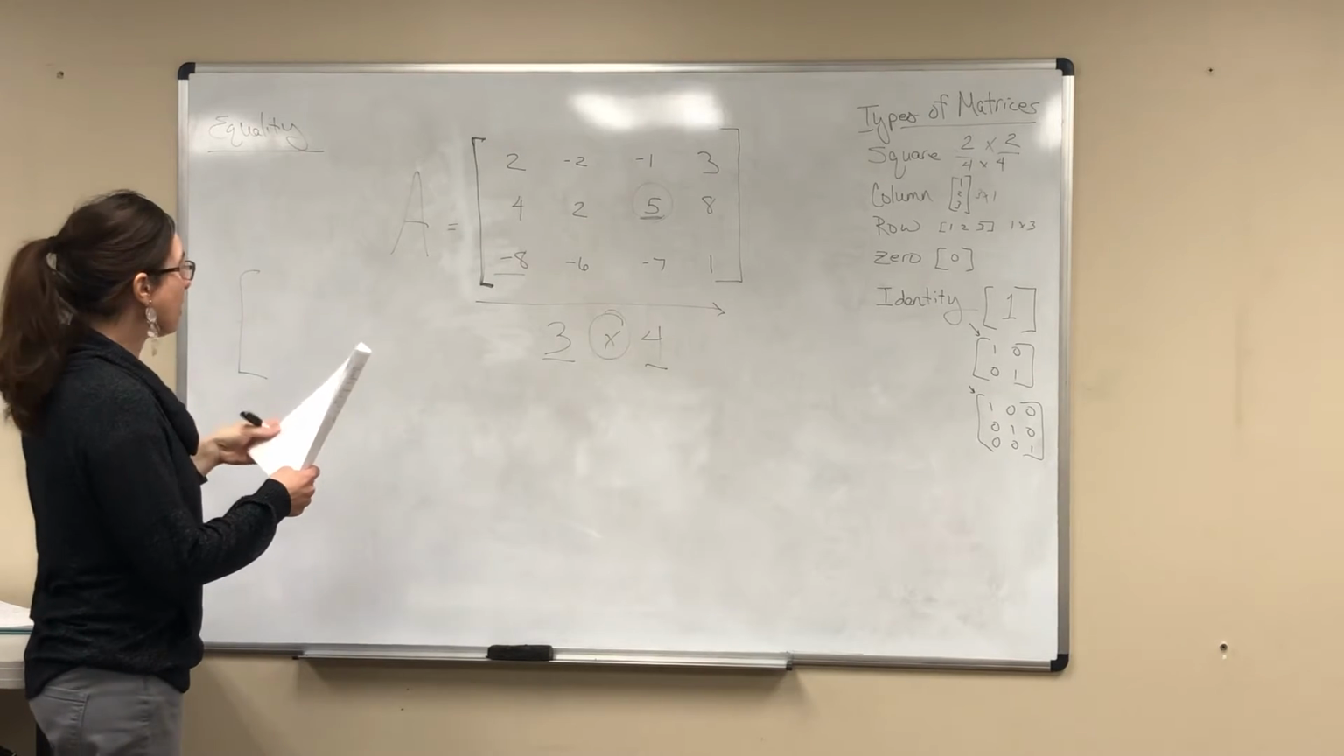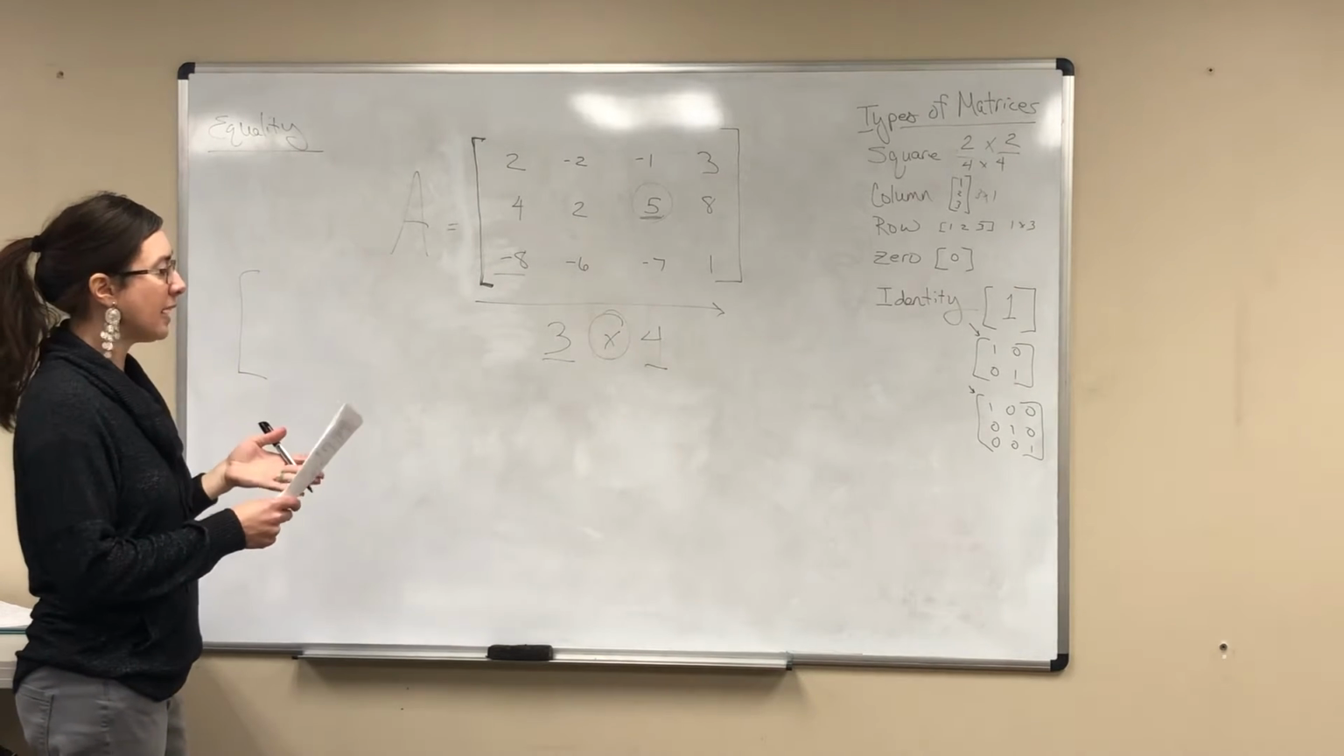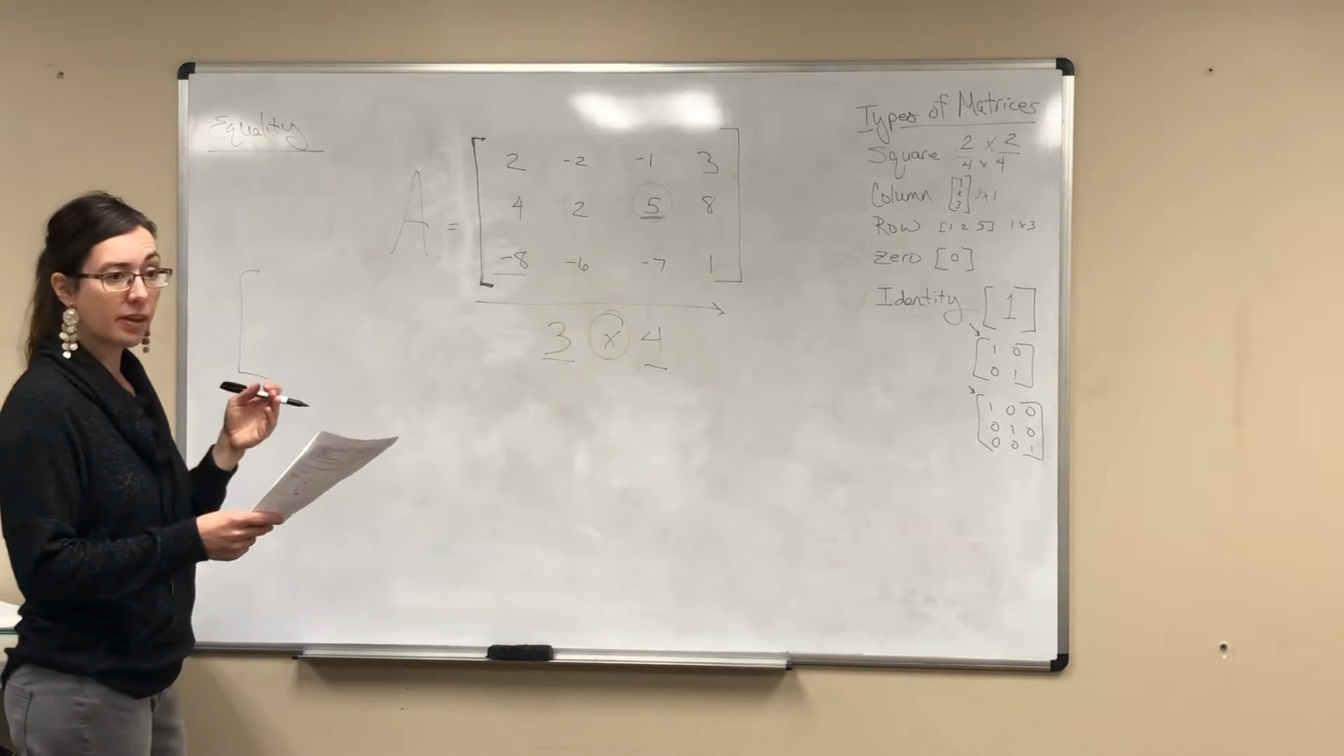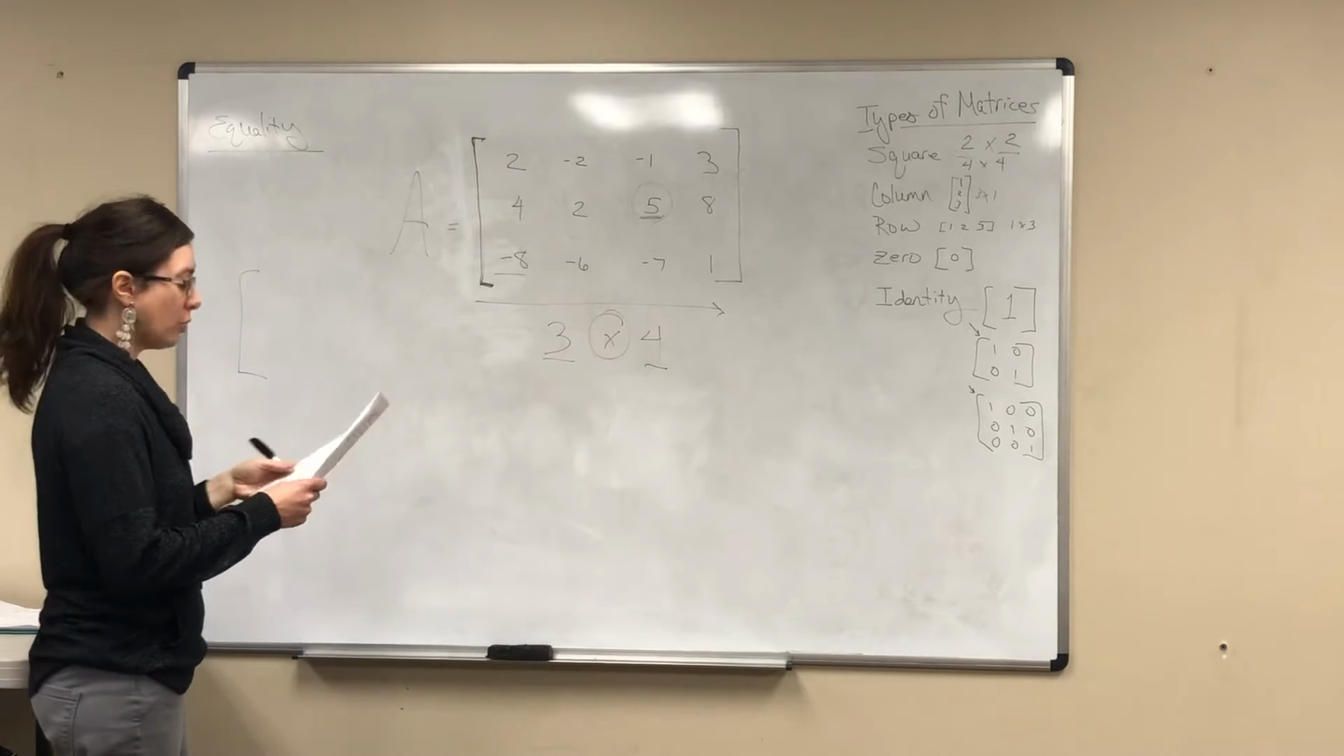you can do different things to a matrix. You can add them together. We can multiply. We can subtract them. Okay, so we're going to go through the different parts of it.